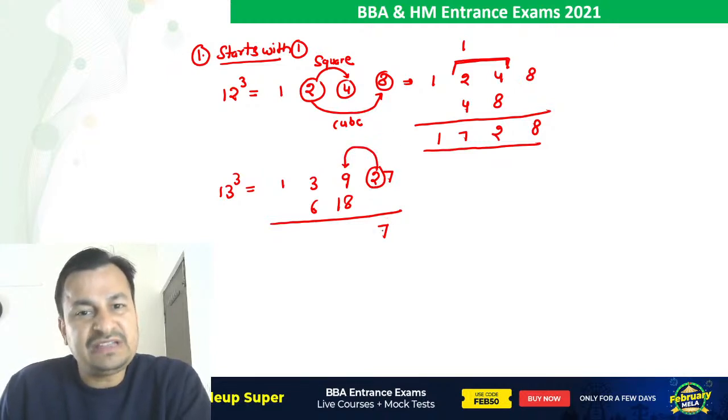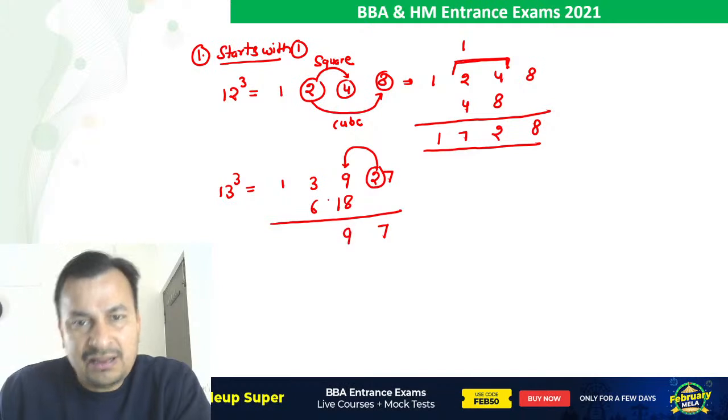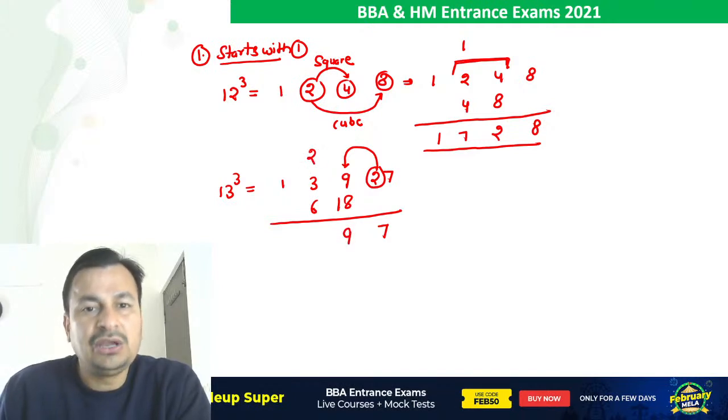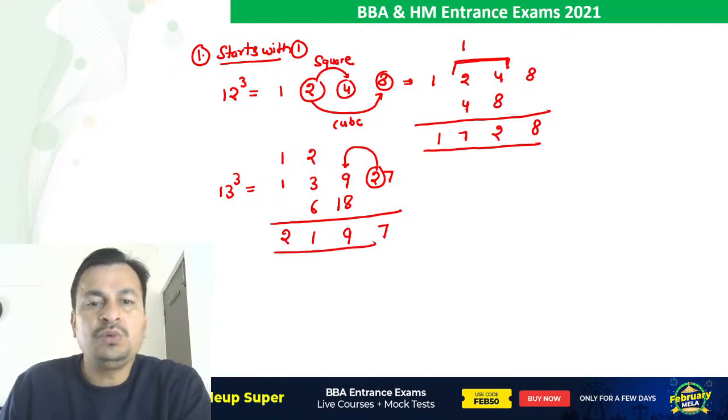27 में हम सिर्फ 7 लिखेंगे, 2 हमारा कैरी चला जाएगा. So 9 plus 2 is 11, 11 plus 18 is 29. We will write 9 here and 2 as a carry. 2 plus 3 is 5, 5 plus 6 is 11. तो 1 यहाँ पे, 1 कैरी हो गया, and 1 plus 1 is 2. So what is the cube of 13? Cube of 13 is 2197.